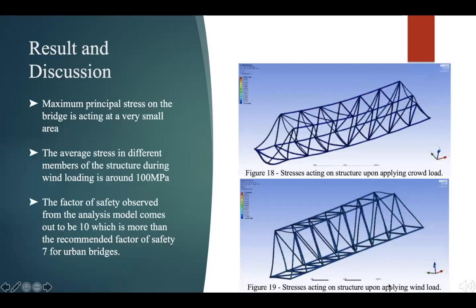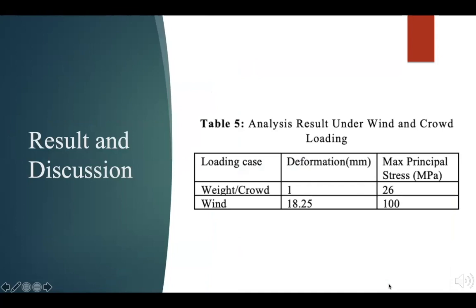Stress analysis for both the loading conditions shows some excellent results. Figures 18 and 19 show the stress contours under crowd loading and wind loading conditions respectively. The maximum stress mostly acts at the root of the vertical members which have a greenish tint, whereas the rest of the blue part indicates that a very small amount of stress is acting on the rest of the members. To summarize the results, it can be said that an average stress of 100 megapascals acts on the bridge members under wind loading conditions. Table 5 shows the final results of our analysis process.